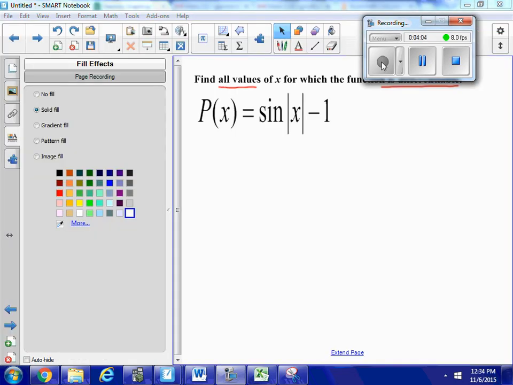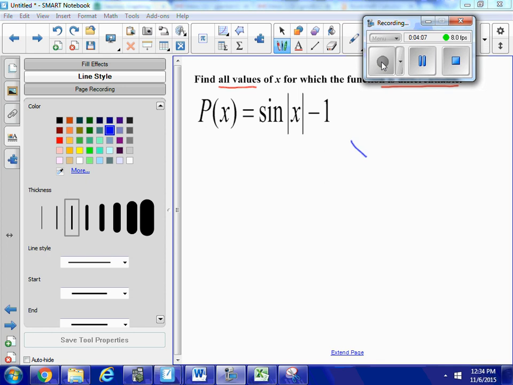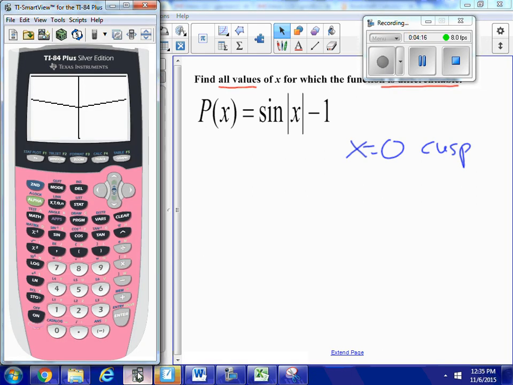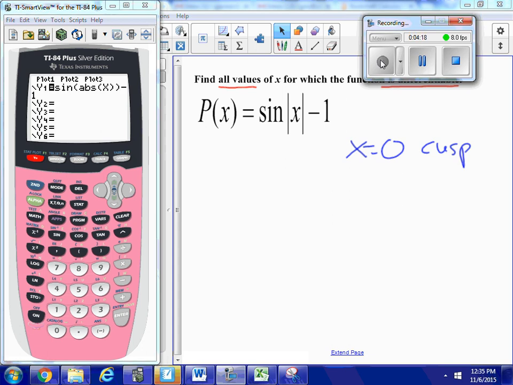So based on the Desmos calculator, I can see that at x equals 0, I have a cusp. And I could leave it at that, but I'd like to show you another way that I might want to approach it. I have in my calculator the equation that I'm looking at, and it's in the y1 slot of the functions. And I know from looking at the Desmos calculator that it looks very much like I have a cusp right there at x equals 0.